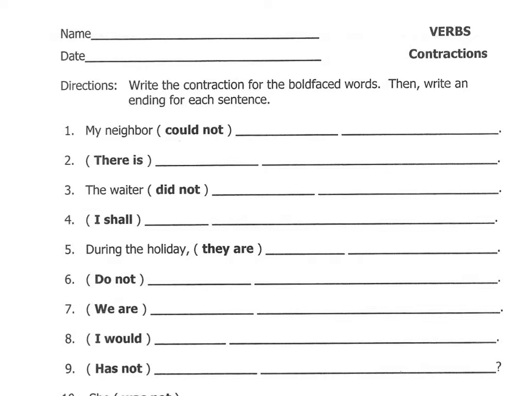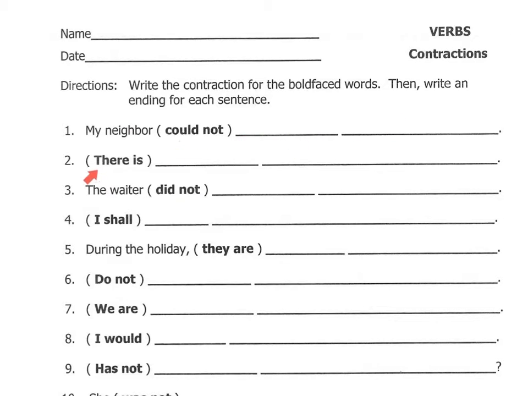Easy Grammar, page 30. Contractions and verbs. Write the contraction for the bold-faced words, then write an ending for each sentence. I'm going to read aloud 1 through 5, and then we'll check your answers, and you'll continue 6 through 18. Number 1. My neighbor couldn't lift the heavy ladder.